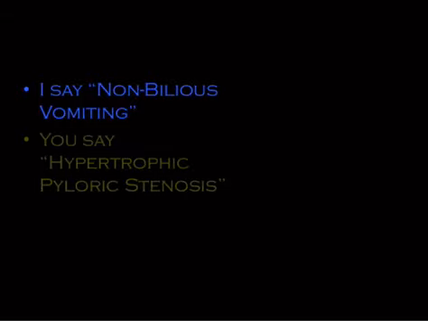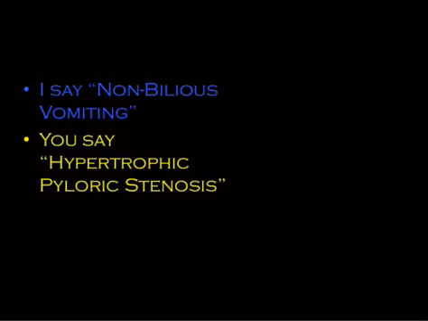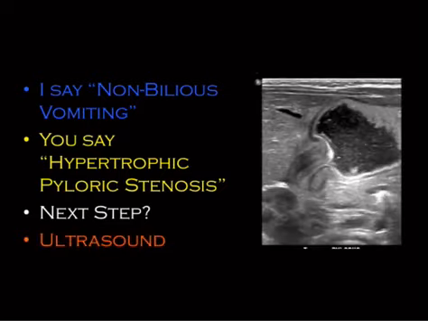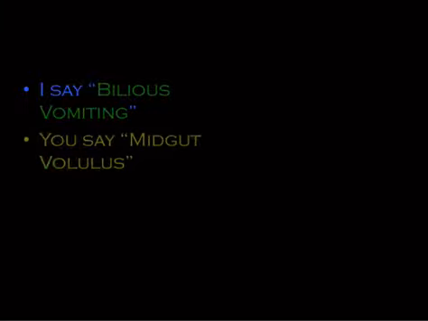So I say non-bilious vomiting. This is something we talked about earlier. And let's pretend it's 3 weeks to 3 months old. You will say HPS in your mind, and then I will say, what's the next step? And you would say ultrasound, right? Something like that. All right. Now, what if I say bilious vomiting, right? So this is different. I told you we were going to come back to this. I say bilious vomiting in a newborn. You say midgut volvulus, because that's the bad thing. That's the thing you don't want to miss. And I say next step.